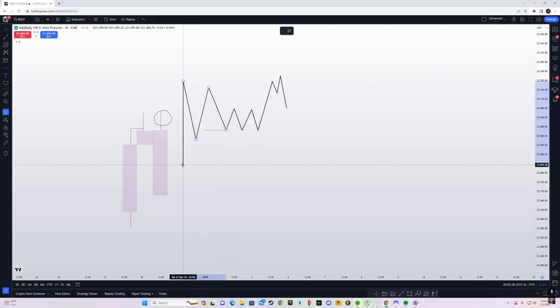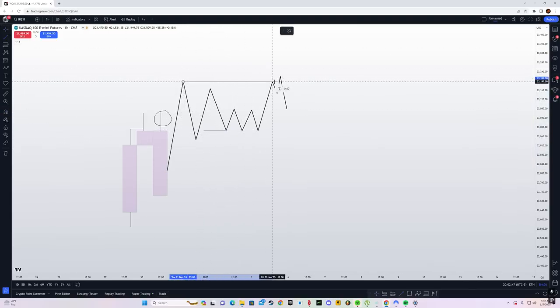So it's going to be something like this. I don't know, right? So this is the opening price. And what do we have here? We have liquidity resting around this level. So this is the opening price. Let's just do this like that.